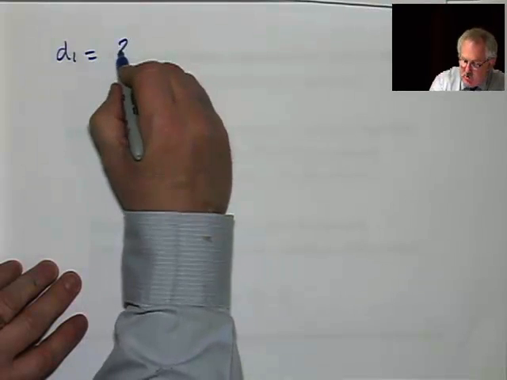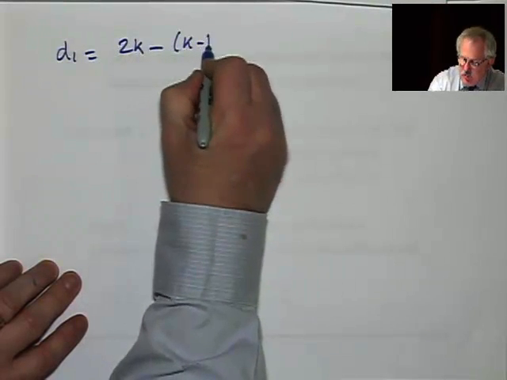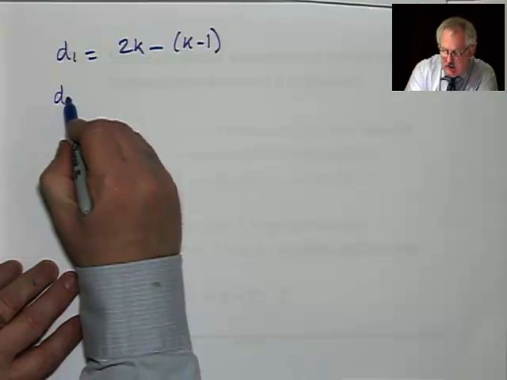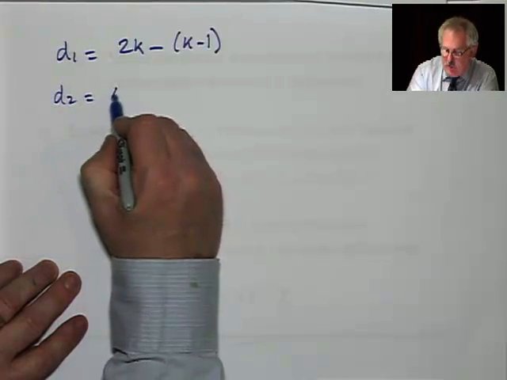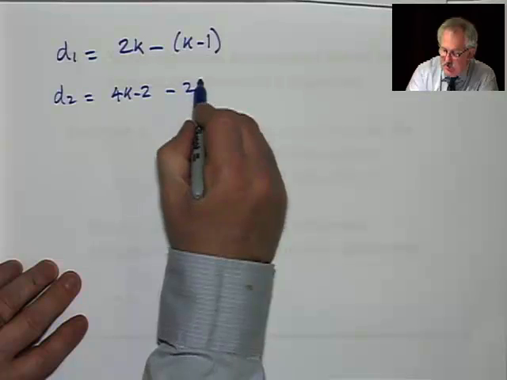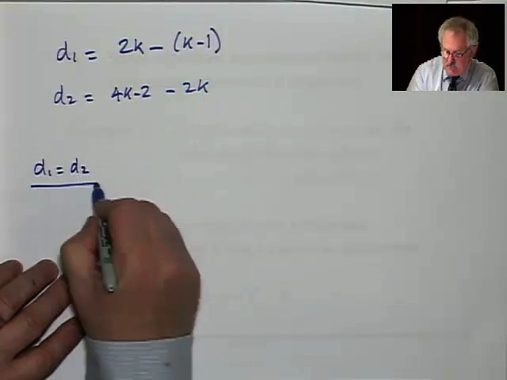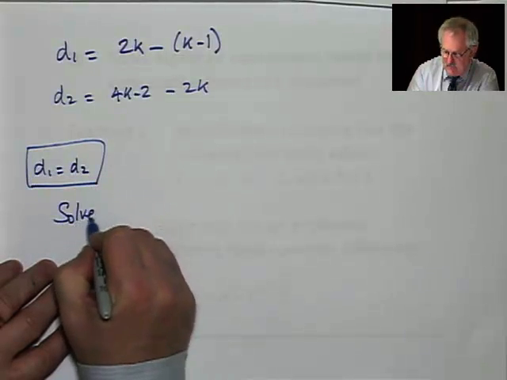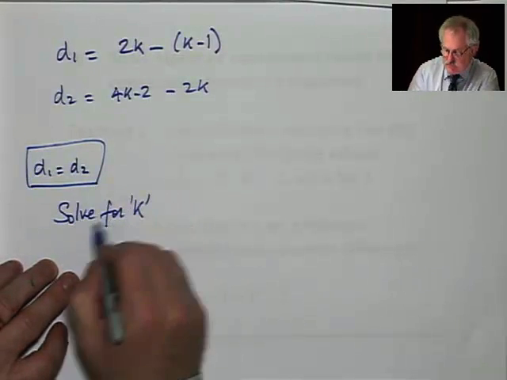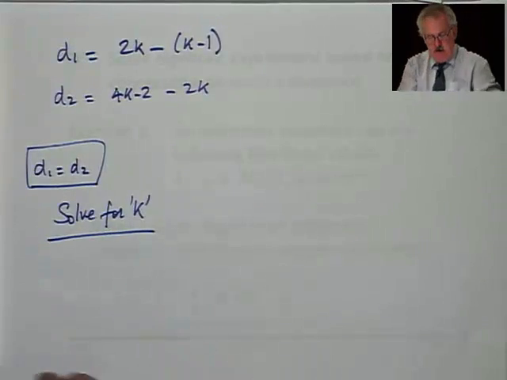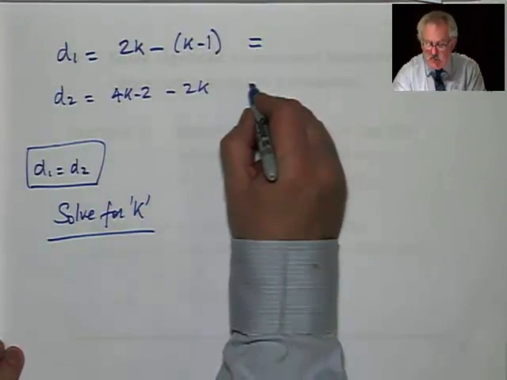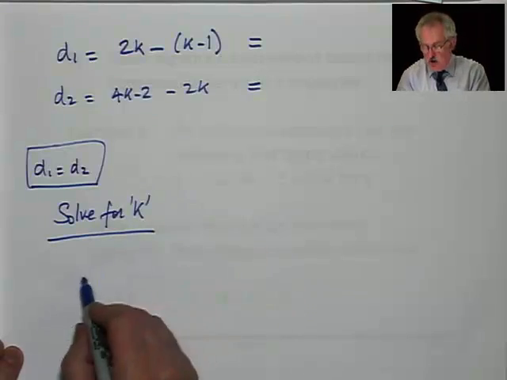So if d1 is equal to 2k minus k minus 1, and d2 is equal to 4k minus 2 minus 2k, and d1 is equal to d2, solve for k. So now try that one. Simplify this equation, make them equal, and solve for k.